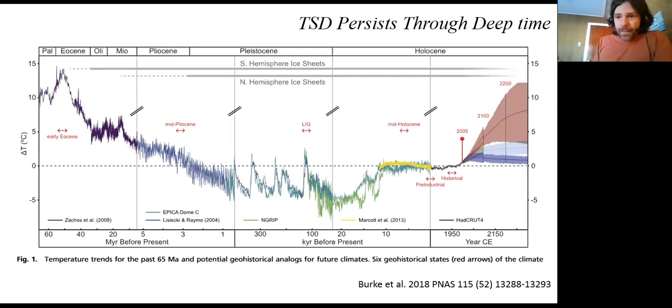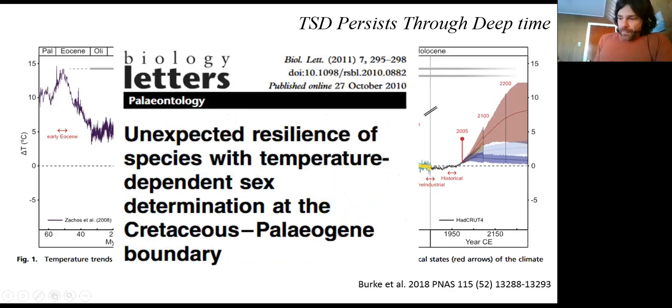So this is a depiction of the global temperatures since that massive asteroid hit us about 65 million years ago. So the temperatures plummeted, and we're over here now in around 2005 or so. There was a massive global decline in temperature that occurred over millions of years. And obviously there's a lot of fluctuation in there that might be important as well. And so a study came out recently that suggested that TSD survived this KPG event, this asteroid impact, better than species with genetic sex determination.